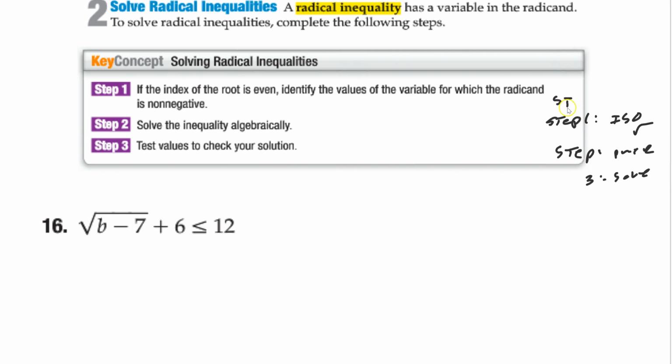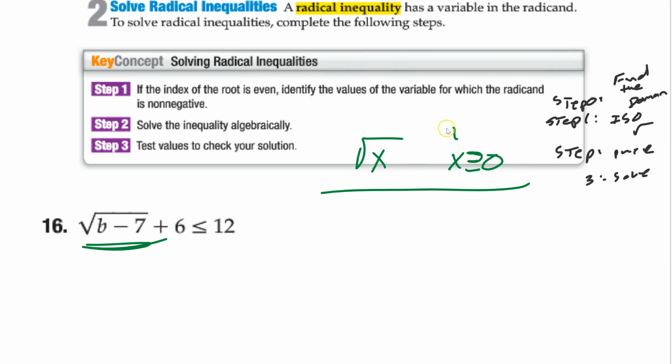Step 0, as I'll call it, is find a domain. That's going to change our answer a bit. So step 0, we're going to find our domain. Now, if you remember how we do domain with square roots, whatever is inside a square root has to be greater than or equal to 0. That's how you find a domain.